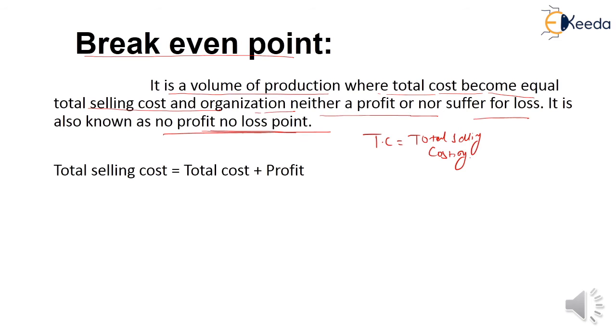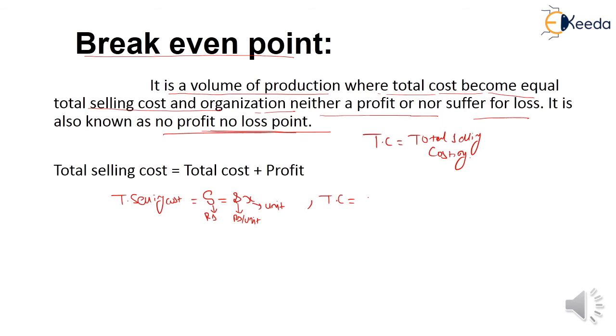So students, at the break even point we can write total selling cost equals total cost plus profit. And what is the total selling cost? It is represented as capital S, or in other words small s into x. Capital S is represented in rupees, small s is represented in rupees per unit, and x in units. What is the total cost?